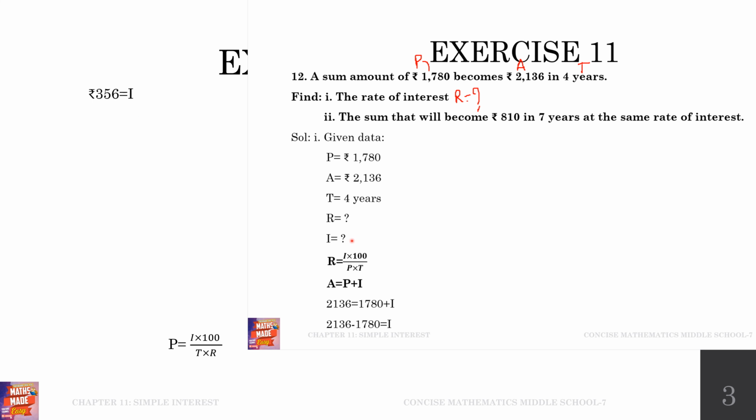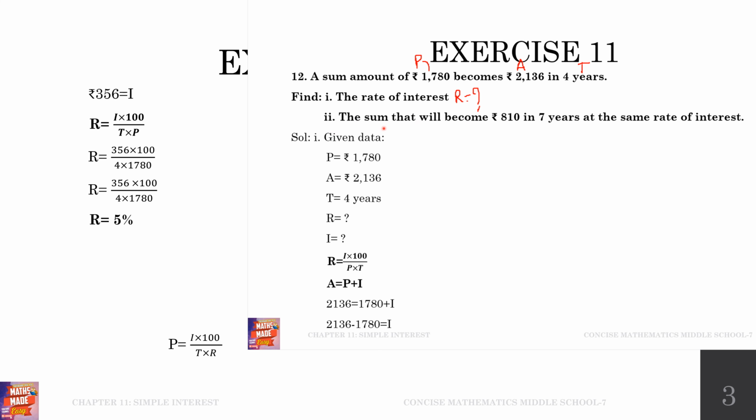Now we got interest. Now we can just substitute the values in this formula for R, in the corresponding places. That is, time is 4, principal is 1780, interest is 356. Now just do the cancellation and you will get the answer as 5%. I hope it's clear. Now we found out the first one. Now our aim is to find out the second one.